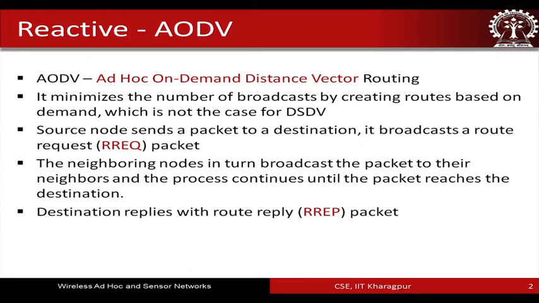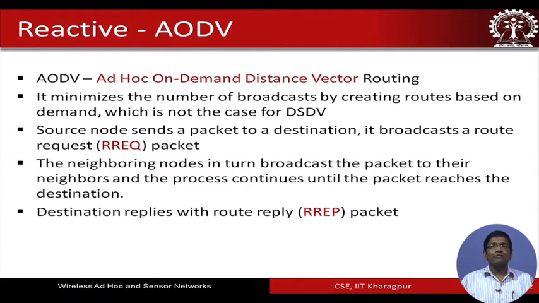It minimizes the number of broadcasts by creating routes based on demand, which is not the case for DSDV. DSDV was a proactive routing protocol, so it was maintaining routing tables containing all the routing updates, and these tables were shared with the neighbors, and this is how the neighbors came to know who is going to be the neighbor at different points of time for every other node. That is not the case with AODV. AODV, if required, is going to find the route on demand.